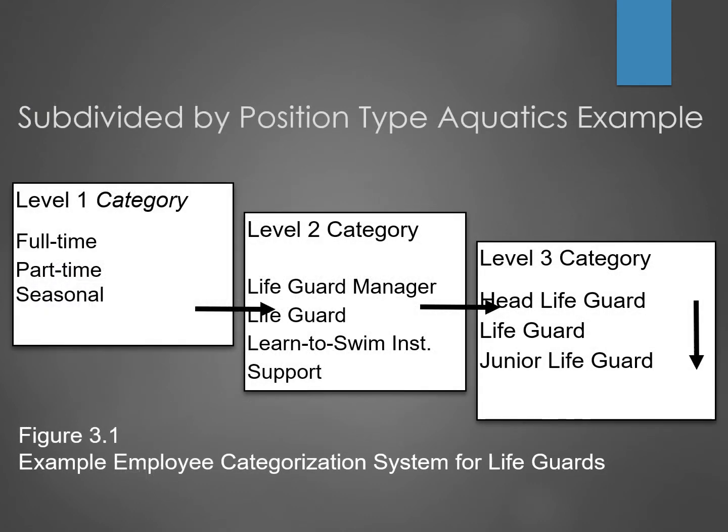Here, we'll look at this as far as the graphic is concerned. You can see that the level 1 category breaks it down into full, part, or seasonal employment. Level 2 could be the position. So we have lifeguard, manager, so on and so forth. And then level 3 is a type within that level 2. So if we went from seasonal to lifeguard, and then we had different types of lifeguards, you can see that going on there.